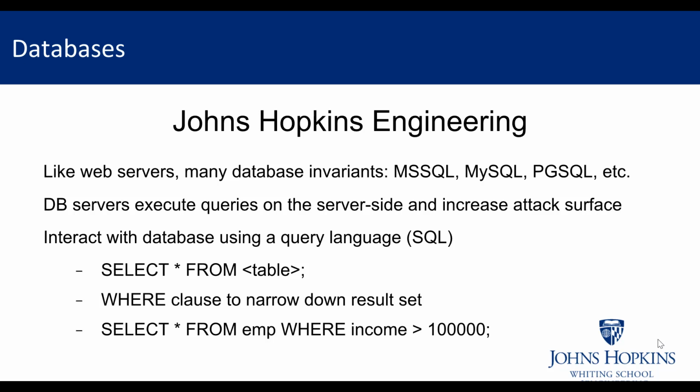So I'll give you an example here at the bottom. If we select star from a table called emp, which is short for employee, where income, so one of the columns keeps track of each employee's income, is greater than 100,000. So what this is going to do is select back all data. It's going to return all columns to you from the employee table, but only where the income field is greater than 100,000.